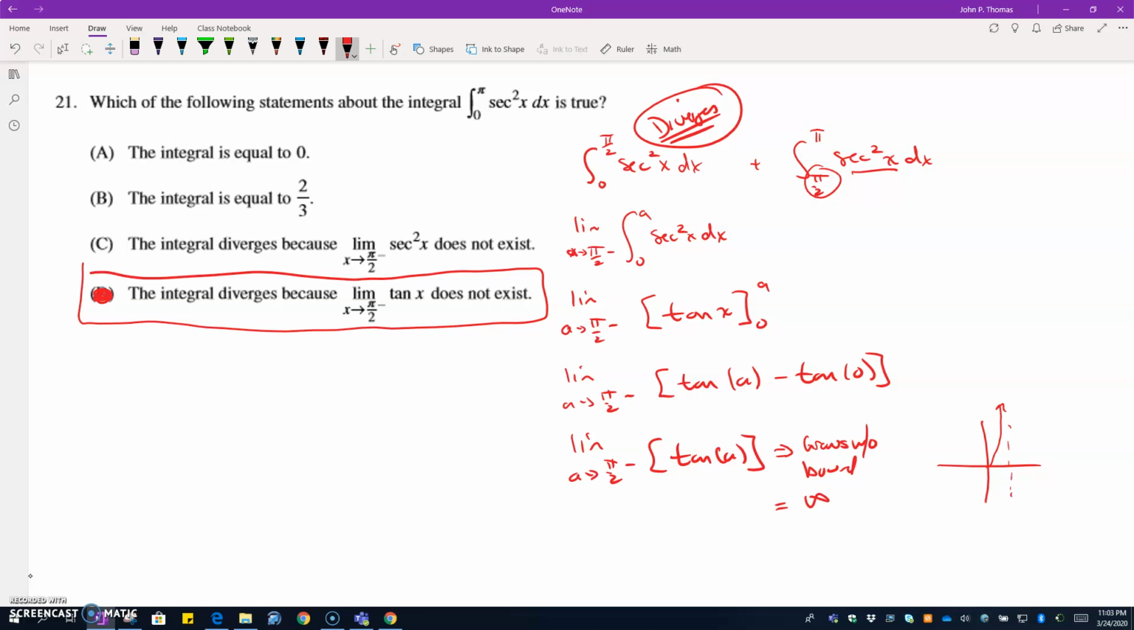So this problem really focused in on the improper integral and also recognizing that this graph does have a discontinuity that's infinite, and we're going to have to look at it coming in from both sides. Hope that was helpful.